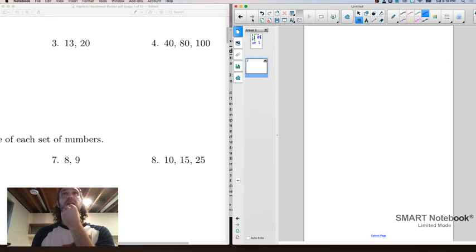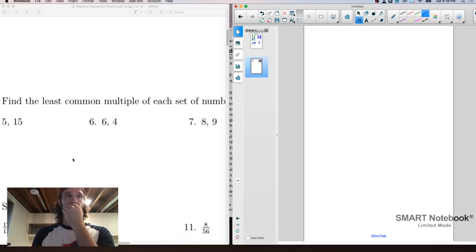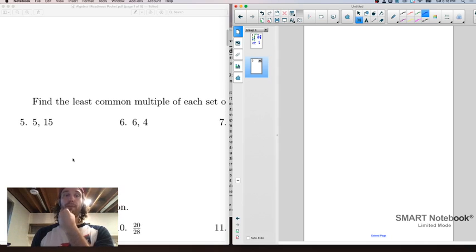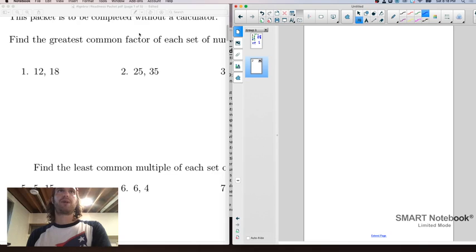Okay, next, let's cruise on. Find the least common multiple. Okay, this one's a little different. Now, multiples and factors, that's the big difference here, right? A factor is a number that we can divide the numbers by. A multiple is when we take this number and we multiply it by 1, 2, 3, 4, 5.